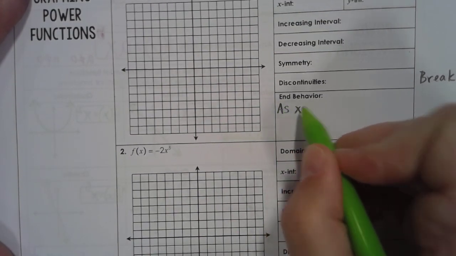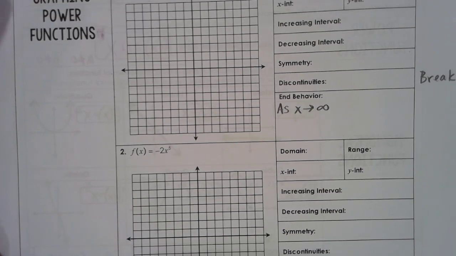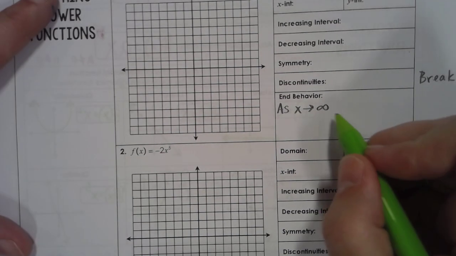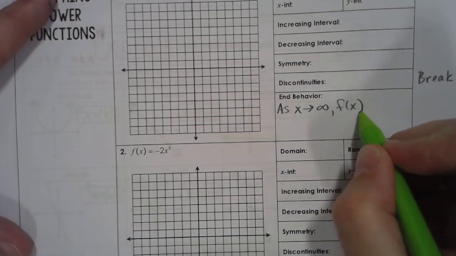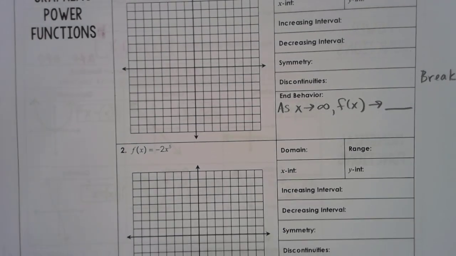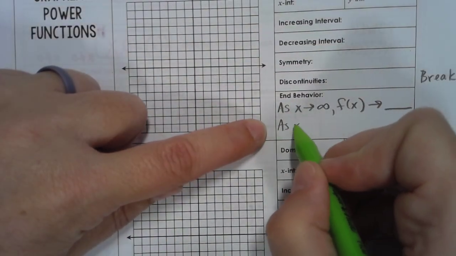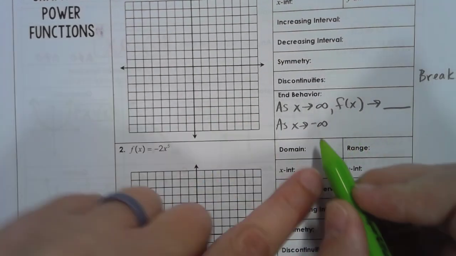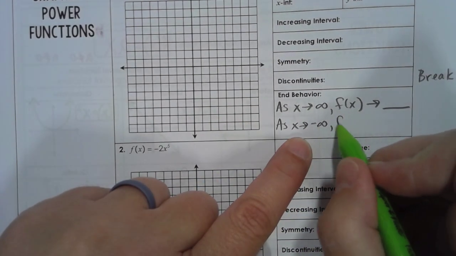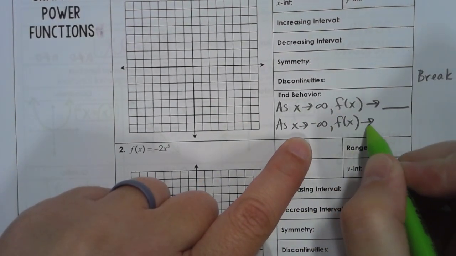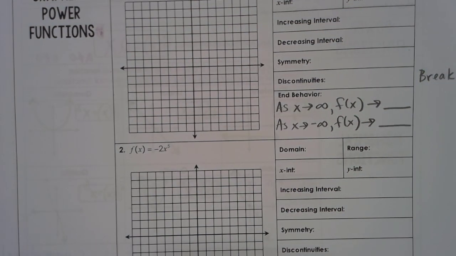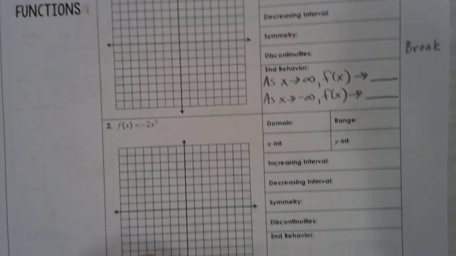So as x approaches positive infinity, as our x's get bigger, f of x approaches, just put a blank because we're going to fill that in a second. Okay, so we're just going to go through and fill that in. As x goes to negative infinity, as our x's get smaller, off the left side of our graph, our function heads towards blank. Okay? Can you do that for all three of these? And we'll just write that part. That's the part that takes the longest, just getting that part written out.